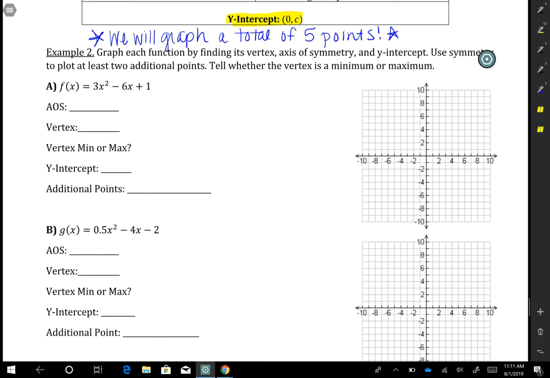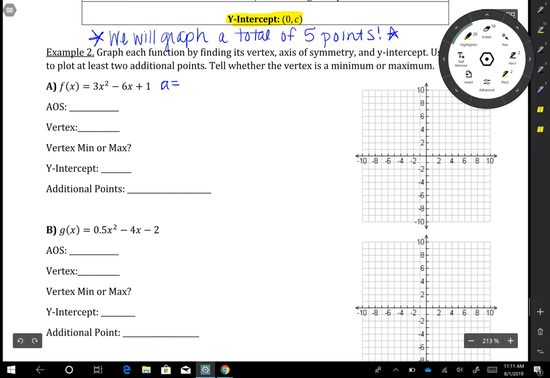First is f of x equals 3x squared minus 6x plus 1. Our formula for axis of symmetry is x equals negative b over 2a. So we need to identify what a and b are, and while we're at it, let's identify c. Remember that a, b, and c are the coefficients of our x terms, and then our constant at the end. So a is 3, b is negative 6, and c is 1.